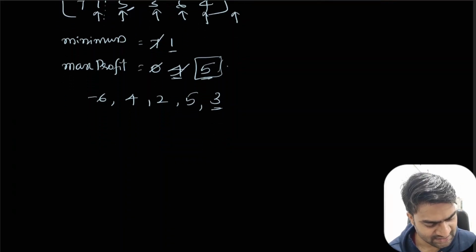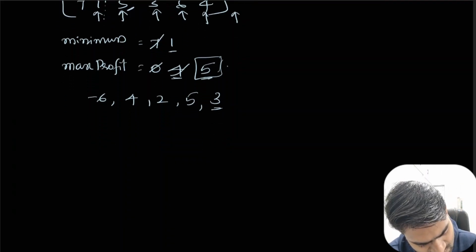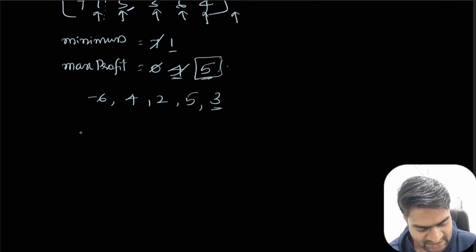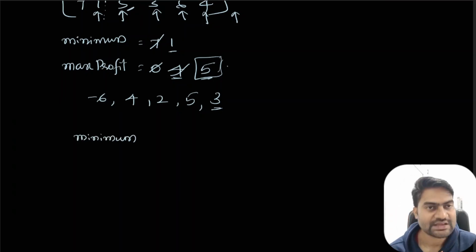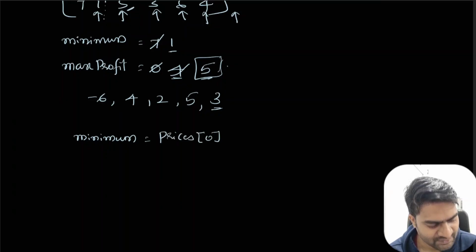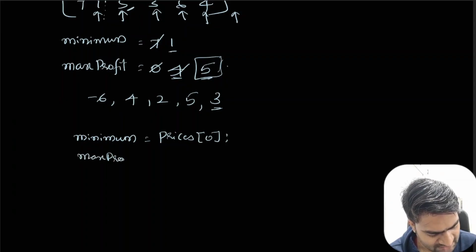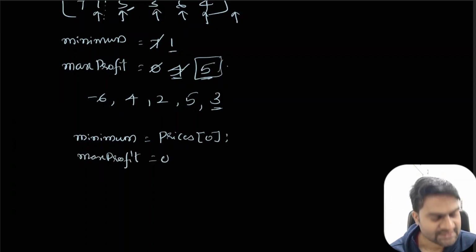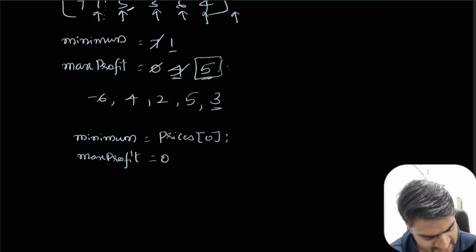Let us try to write the pseudocode for this. So what I will do, I need 2 variables. One is minimum, and one is max profit. Minimum, I will take the first value as minimum initially. Now max profit will be 0. So this is how I initialize.